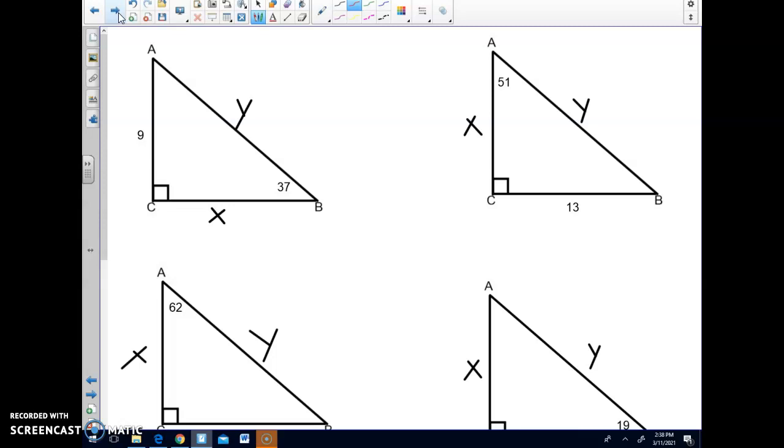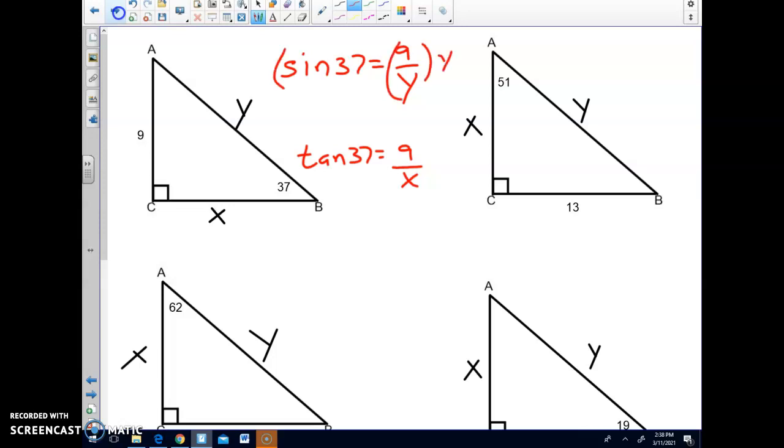The sine of 37 is the opposite side over the hypotenuse. And the tangent of 37 is the opposite side over the adjacent side, which is right here. We're going to multiply both sides by y. Y times the sine of 37 equals 9. And then my answer is literally y equals 9 divided by the sine of 37.